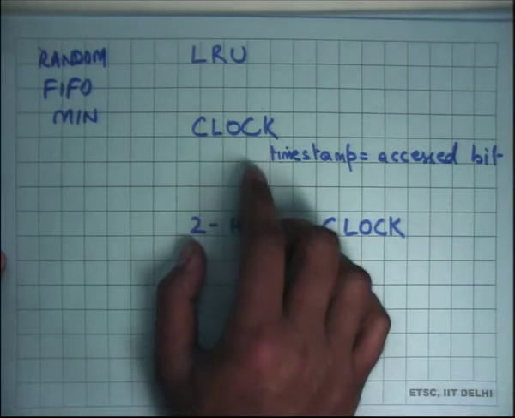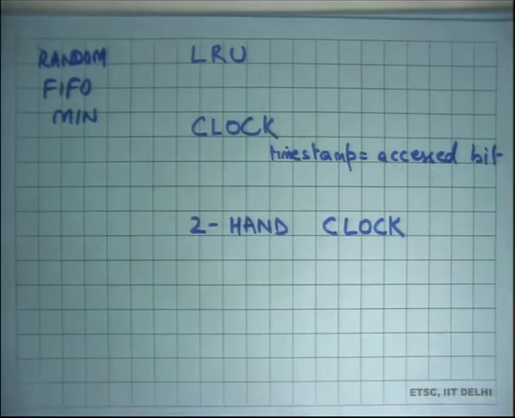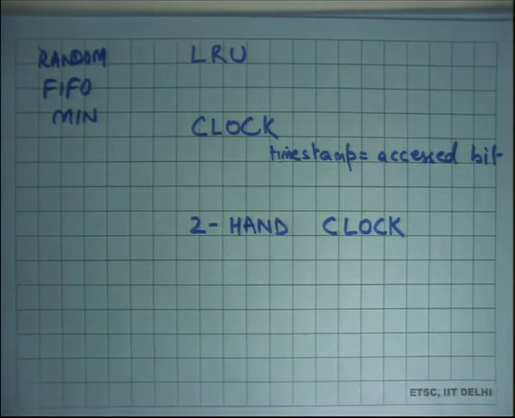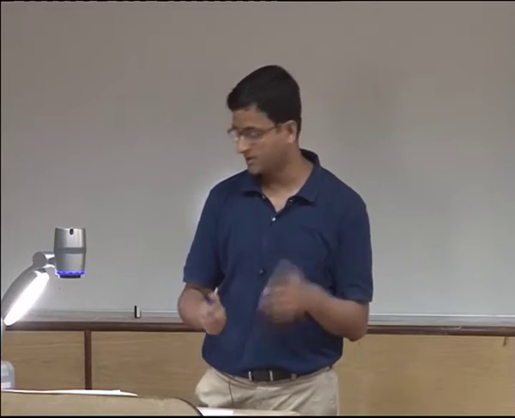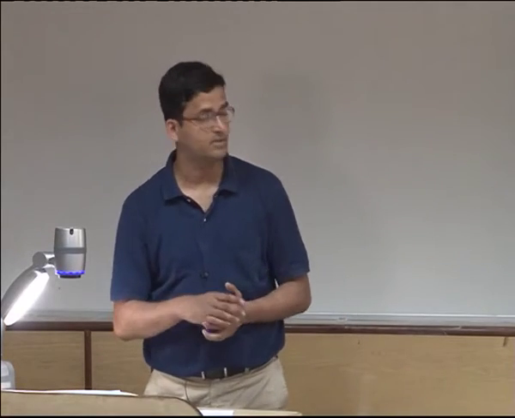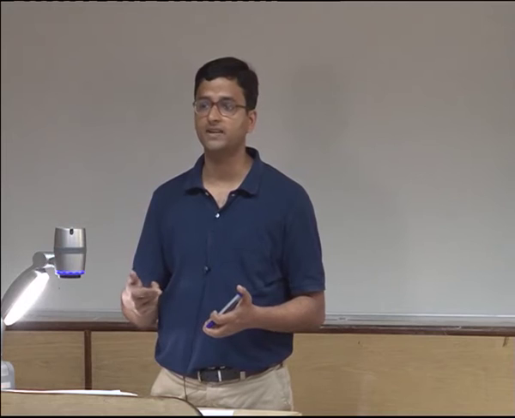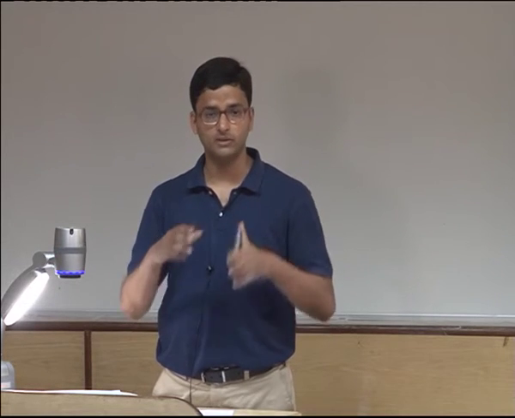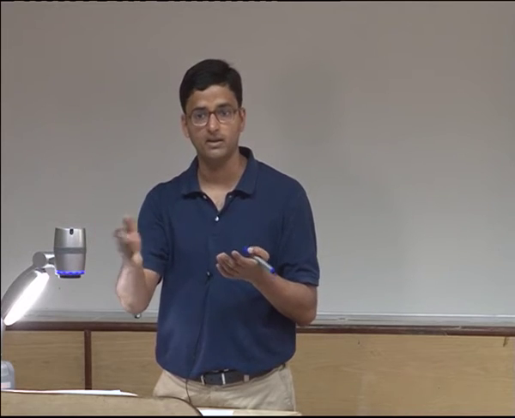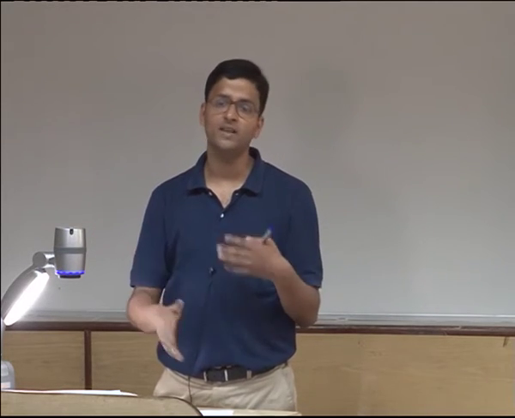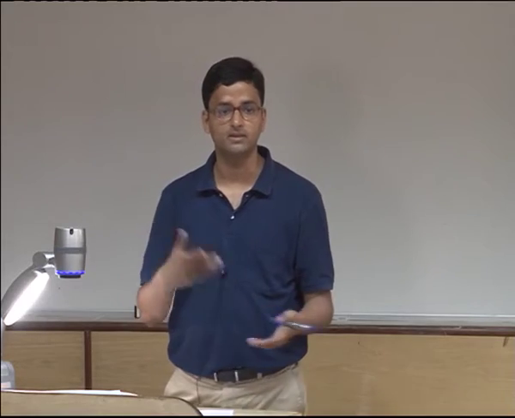Instead, clock is a 1-bit approximation to LRU, where the timestamp is just 1 bit, which says whether it was accessed or not. This bit is stored in the page table entry. Recall that there were these extra bits in the page table entry, and one of them is used on the x86 hardware to represent the access bit. The hardware basically sets the access bit. If the access bit was 0 and the page gets accessed, then the access bit becomes 1. If the access bit is already 1 and the page gets accessed, nothing happens. It just remains 1.